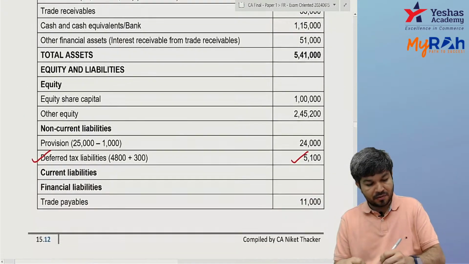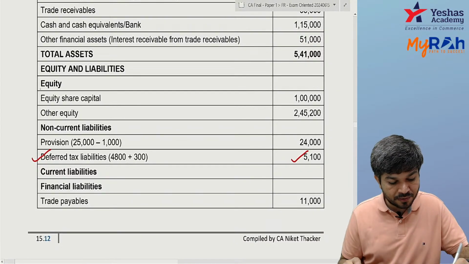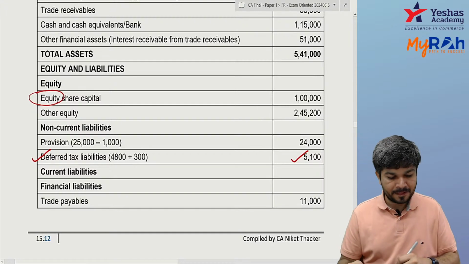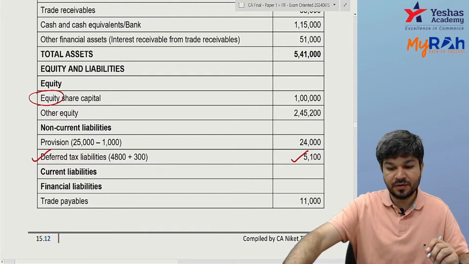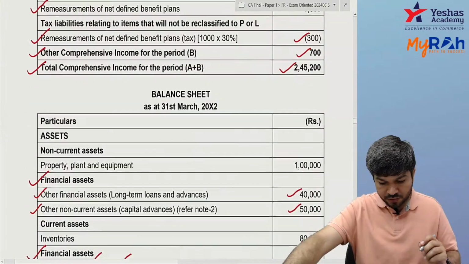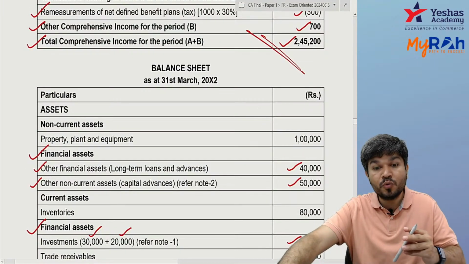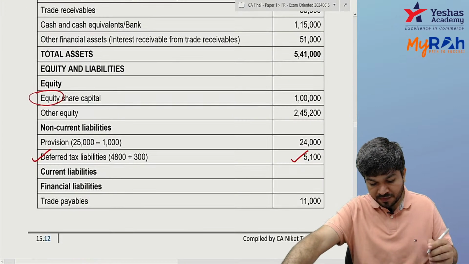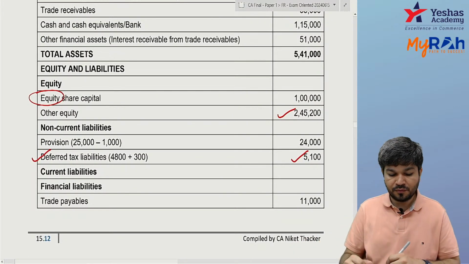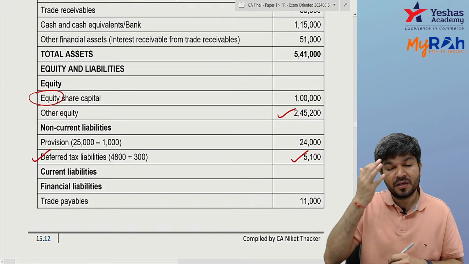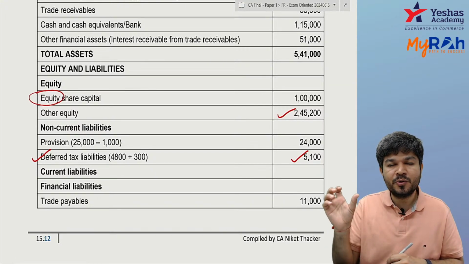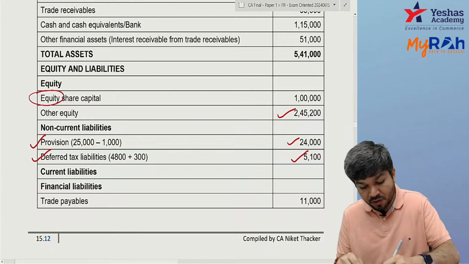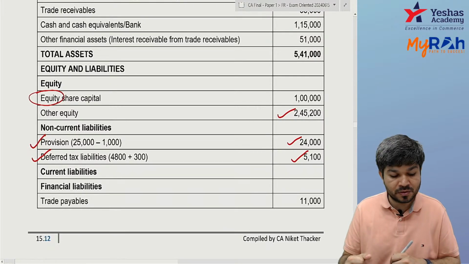Now, under your equity and liability, you have equity. Under equity, the heads are equity share capital and then other equity. Now, just check out: the 245,200 is the correct profit, total comprehensive income, so 245,200 will be coming. Now your actuary reduced your provision by 1,000, so that long-term provision is reduced by 1,000 rupees.